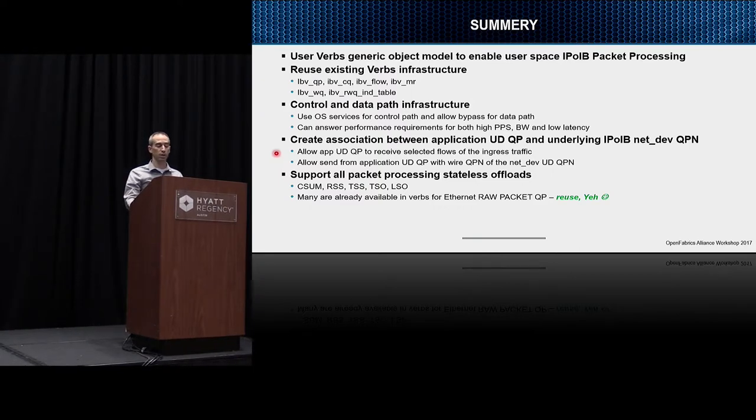We would like to reuse the existing infrastructure of verbs where control and data path are implemented separately. Control path can pass through the kernel and enjoy kernel services, and data path is optimized and can communicate with the hardware directly. We need to add the association of the underlying kernel net device UD QP with the application QP, so the wire QP number for the send and receive operations will be the same for all IP over IB traffic coming out of the same interface. We would like to support all the stateless offloads that are there for Ethernet, also for IP over IB. And the nice thing about it is that we are using lots of the work that was done in the past year for IP over IB.